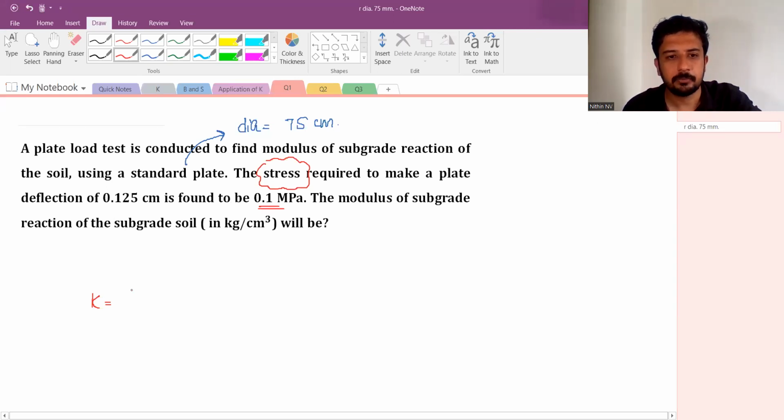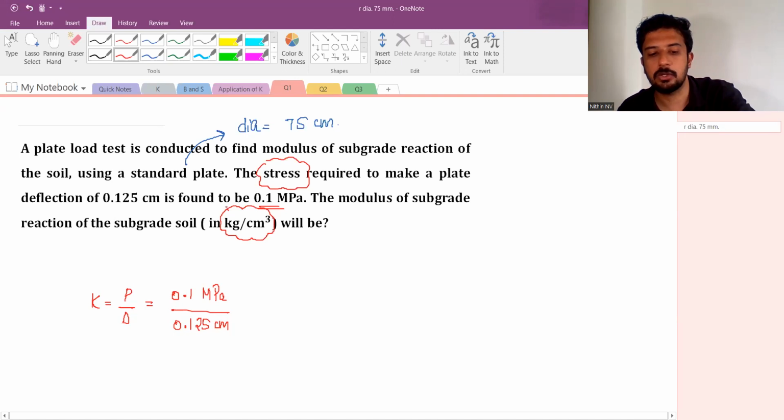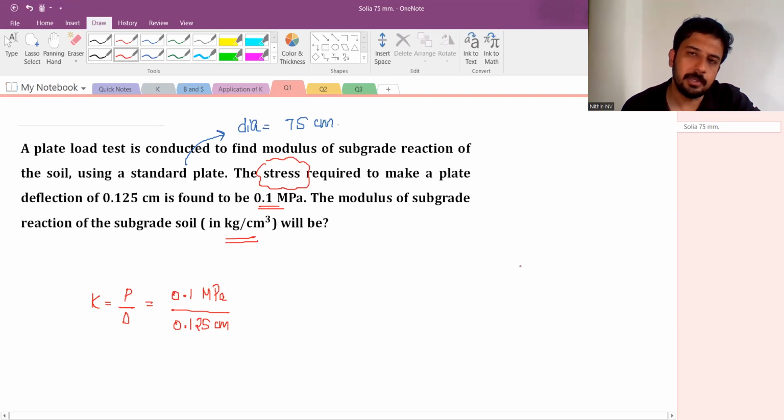K is equal to pressure divided by deflection, P by delta, I can write like that. Now 0.1 megapascal divided by deflection 0.125 centimeter or 1.25 mm. But we require the value in kg per centimeter cube. Look at the unit. This is actually a previous GATE question. If I am substituting the pressure in kg per centimeter square, and the delta value in centimeter, in which unit am I going to get the answer? Kg per centimeter cube, right?